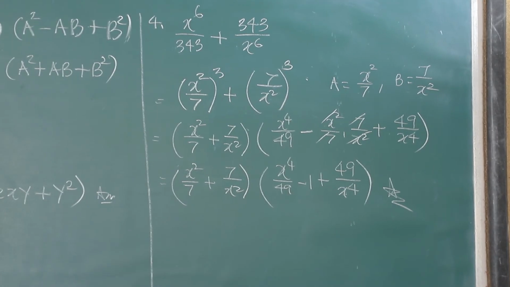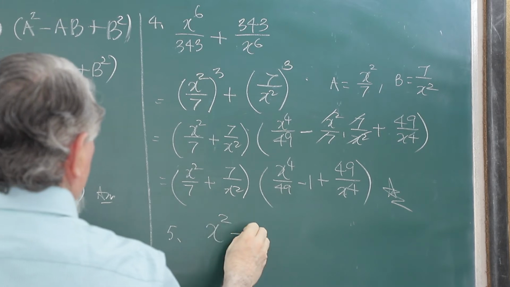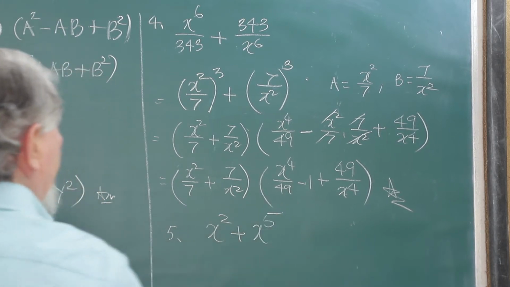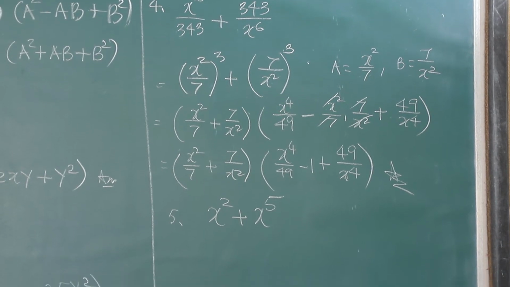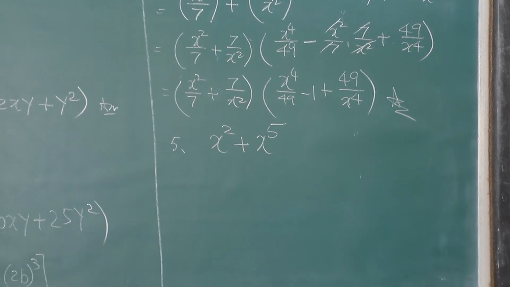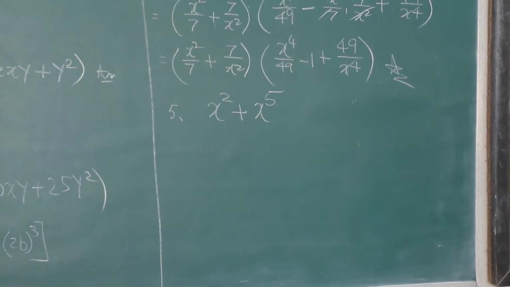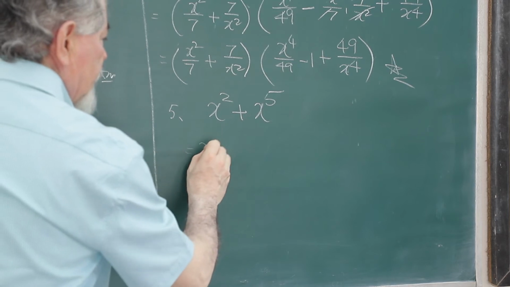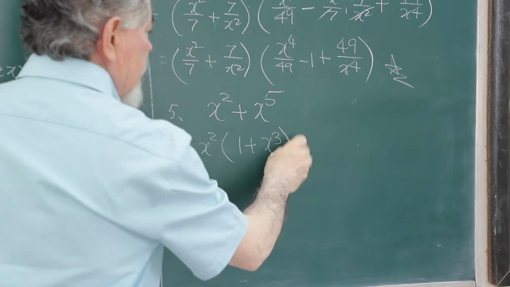You have to remember perfect cubes, perfect squares. It will be helpful to you. The fifth question is x to the power 2 plus x to the power 5. Now I told you that whenever you are asked to factorize, the first thing you should look at is, are you able to take out something common? Yes, you can take something common out here, which is x to the power 2. What will be left? 1 plus x to the power 3.